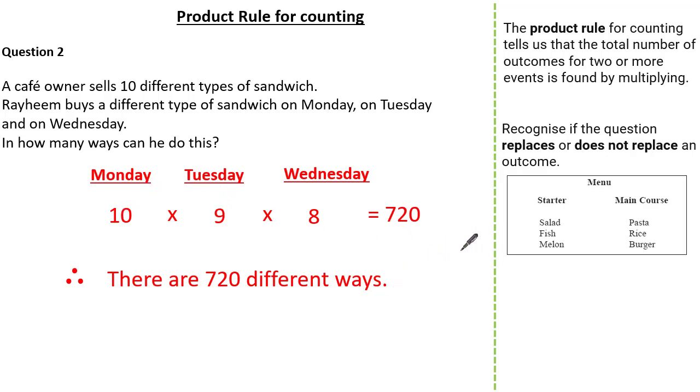These questions are very different but still use the product rule for counting. So it's important to recognize if a question replaces or does not replace an outcome, or if the previous event impacts the following event. So let's have a look at another question.